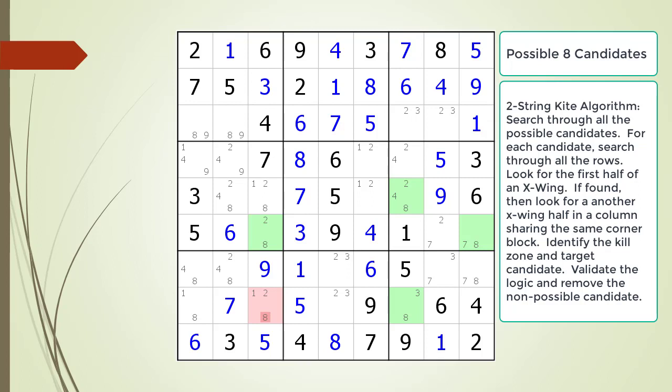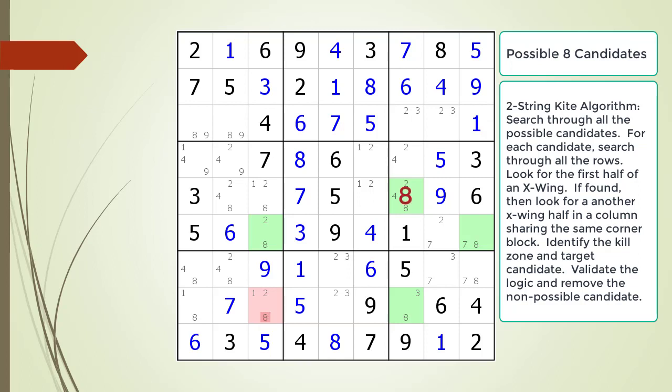In this example, we have four scenarios to test. First, we test if there is an 8 in cell 6,3. Having an 8 in cell 6,3 means our non-possible candidate in cell 8,3 is dead as shown with an X. The second scenario, we have an 8 in cell 8,7 as shown. Having an 8 in cell 8,7 means our non-possible candidate in cell 8,3 is dead as shown with an X.